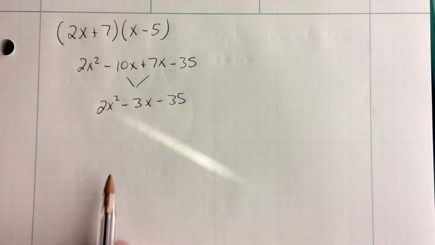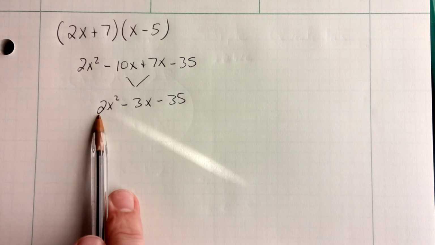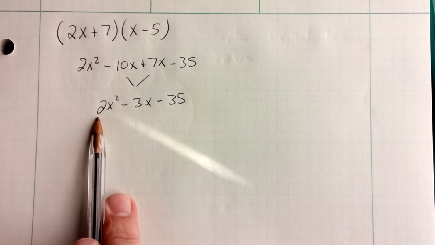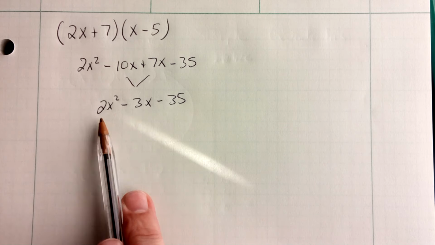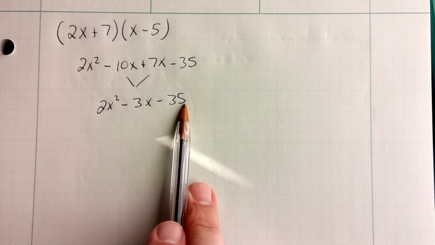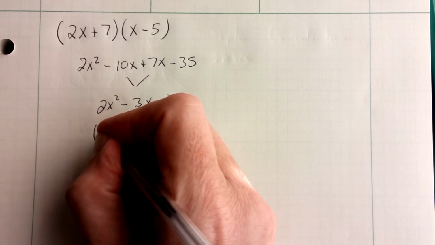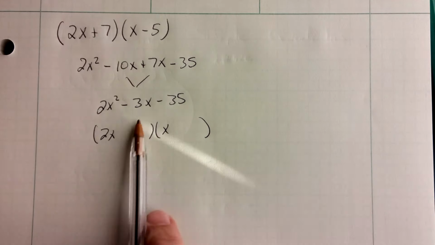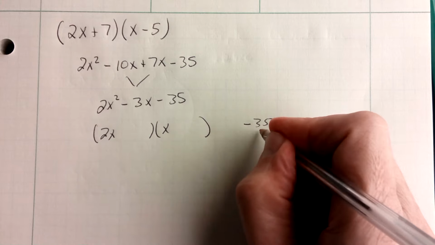So now if you'll notice, there's not a common factor in between all these. There's this 2 that doesn't factor out. Well, when you're given these, normally either the 2 or the 35 will be a prime number. Usually one of the two numbers at the beginning or the end will be prime, which means there's not too many combinations you have to try. So what I do is I put a 2x and an x, and then I just have to think about this 35.